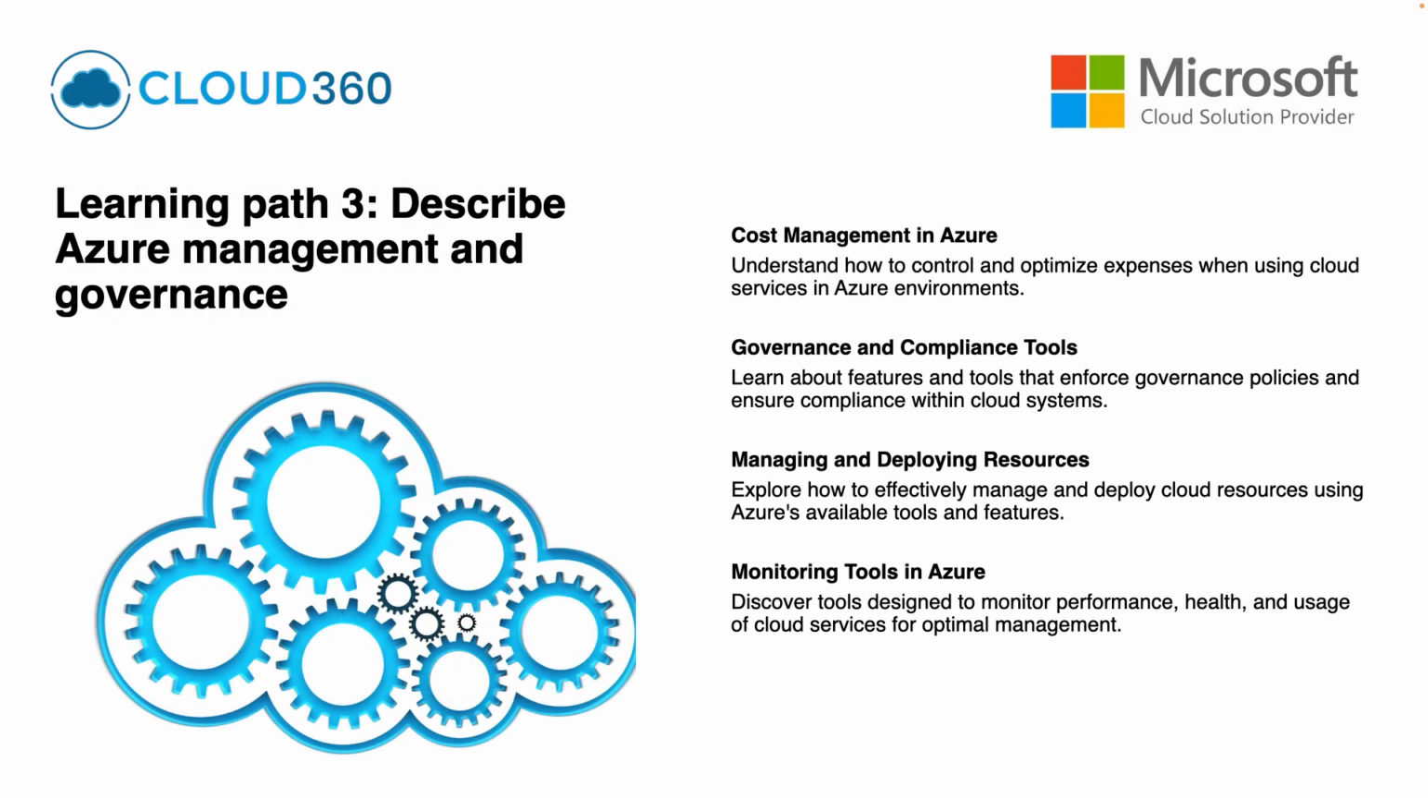The learning path 3 is about describing the cost management in Azure, describing the features and tools in Azure governance and compliance, and describing the features and tools for managing and deploying Azure resources. This includes the Azure portal and command line interface. Describing the monitoring tools in Azure is the final module in this third learning path.